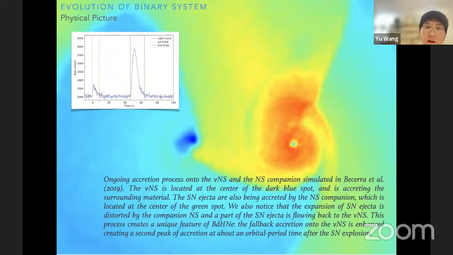So only because of this binarity, because of this disruption by the companion, the fallback matter induced by the companion neutron star induces a higher accretion rate. Then we can have a higher luminosity, up to 10 to 49 per second, to be seen. So this is a characteristic only of the binary model.